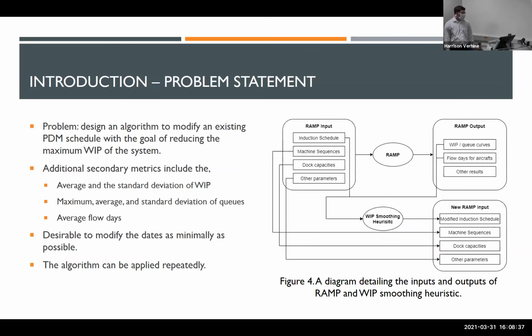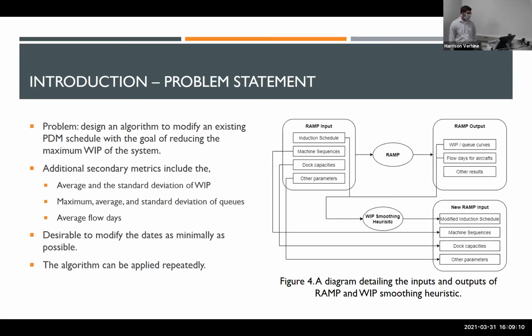So as discussed, poorly scheduled maintenance can overwhelm an ALC and lead to unnecessary downtimes for an aircraft. Thus, we'd like to design an algorithm to modify PDM schedules with the goal of reducing the maximum work in progress of the system. The algorithm would change induction dates of aircraft in order to reduce the strain of the system. In addition to maximum WIP, secondary metrics of average and standard deviation of WIP, maximum, average and standard deviation of queue length, and average flow days will be used.